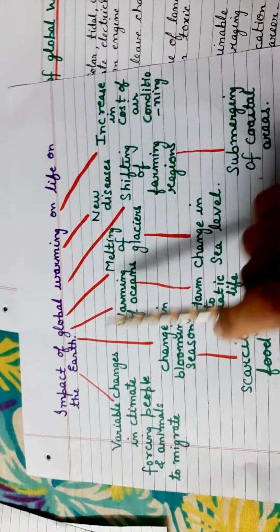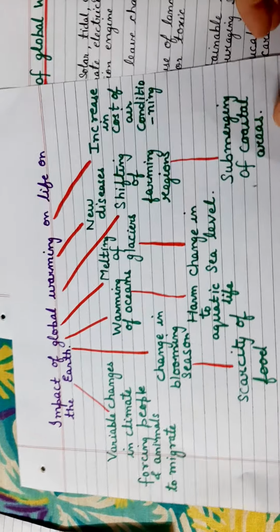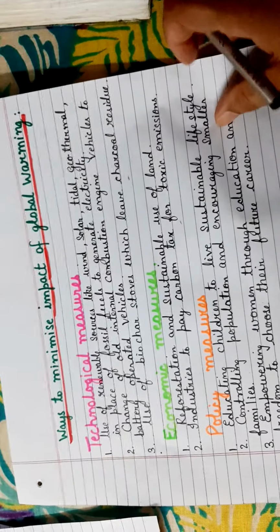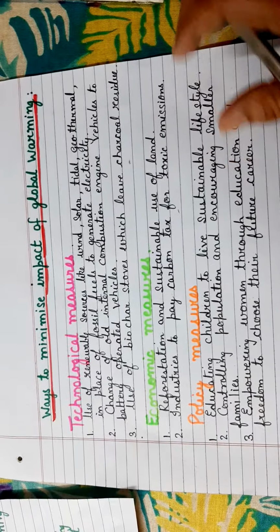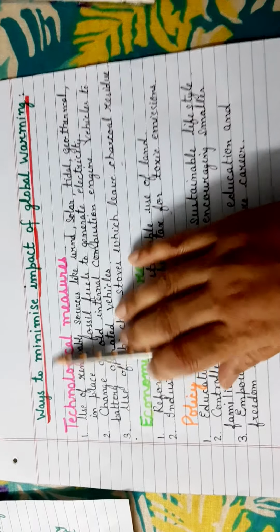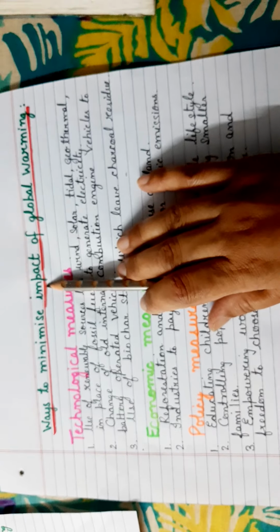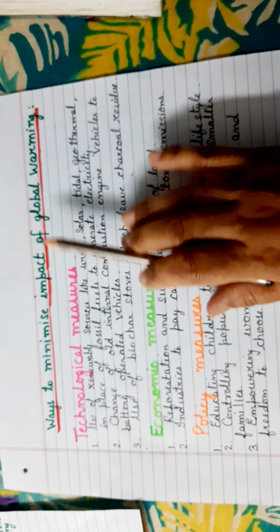Then what is the impact of global warming on life. It's not only going to affect us as humans, but it is definitely going to have an impact on plants as well as animals and even aquatic life. And finally, we are going to focus on the ways to minimize the impact of global warming.